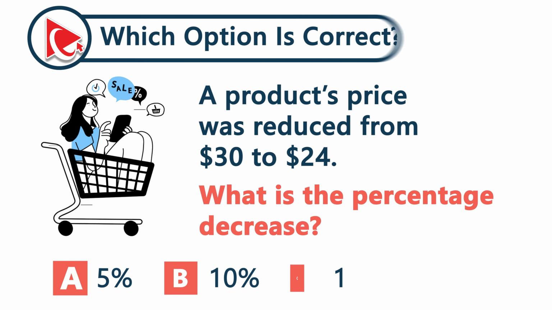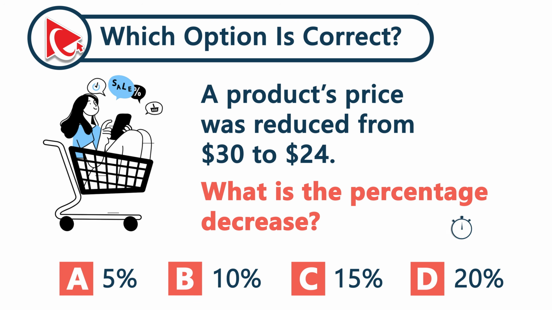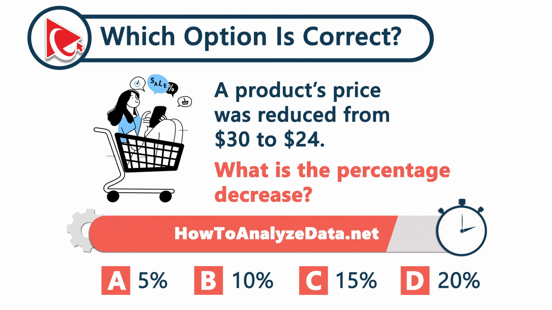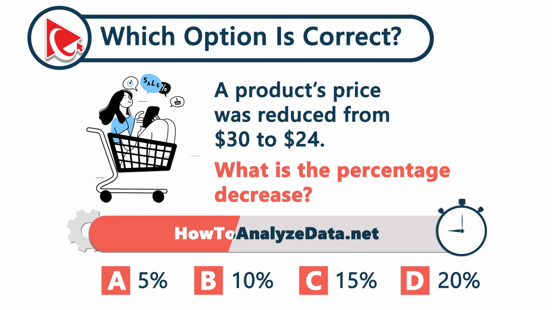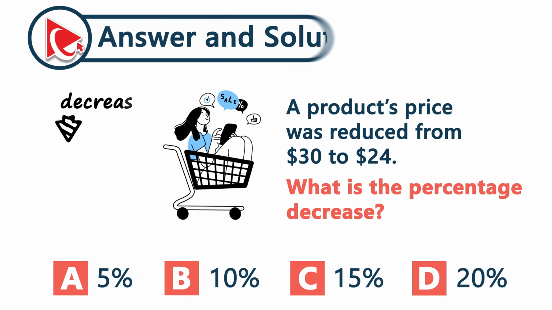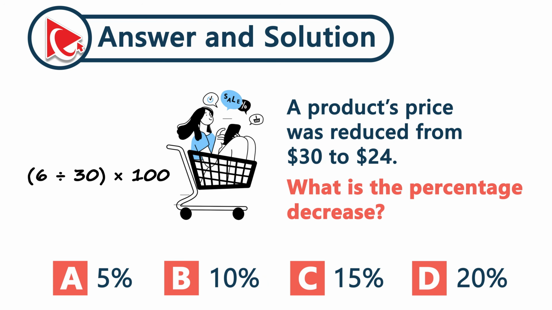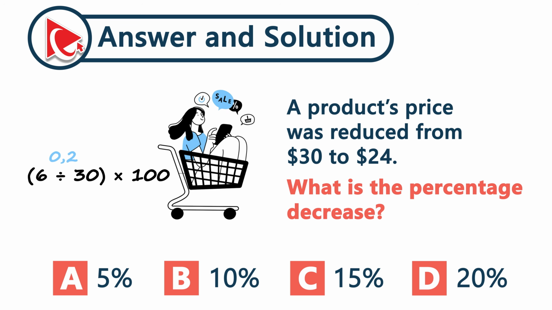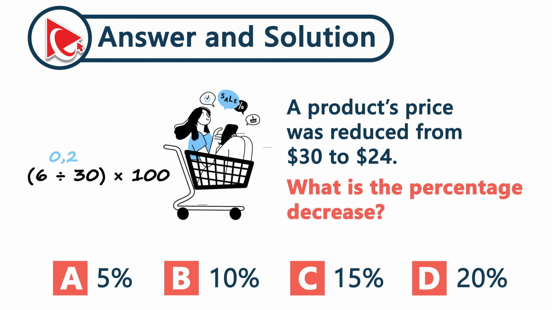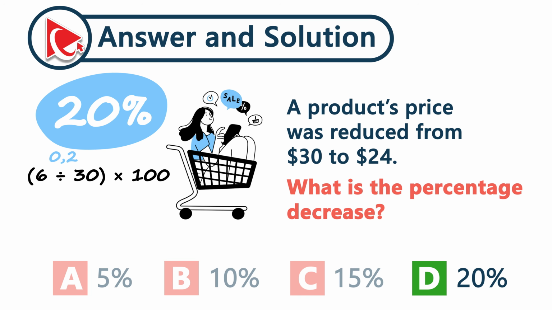The price tag drops from $30 down to $24. How big is the discount? Let's break it down. That's a $6 drop. Now divide the drop by the original price. 6 divided by 30 equals 0.2. Multiply by 100 to get the percentage. 0.2 times 100 equals 20%. And the correct answer here is choice D, 20%.